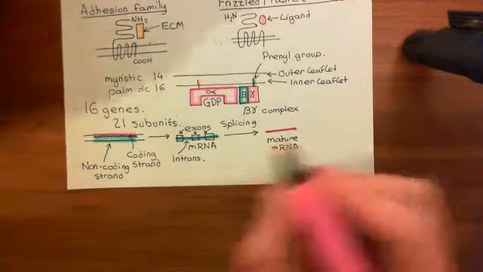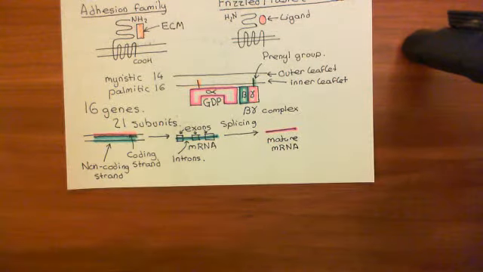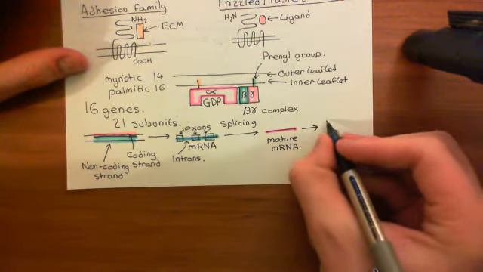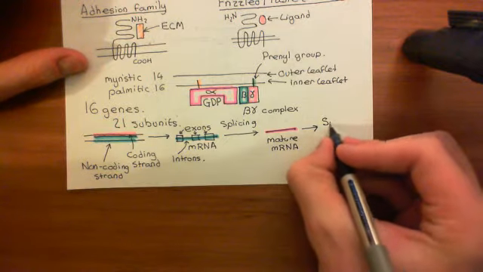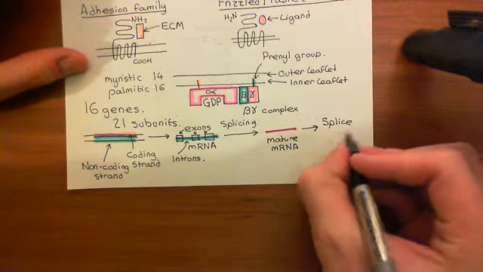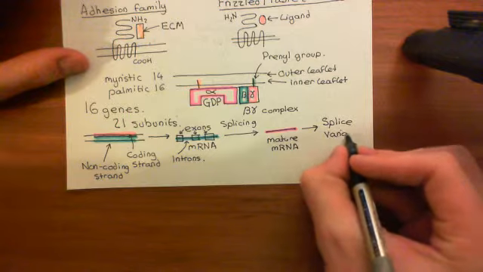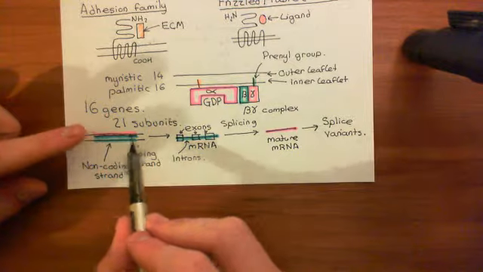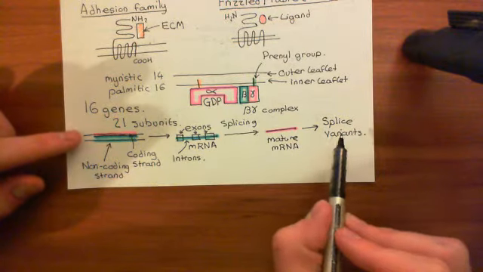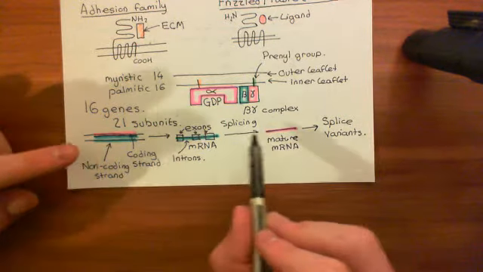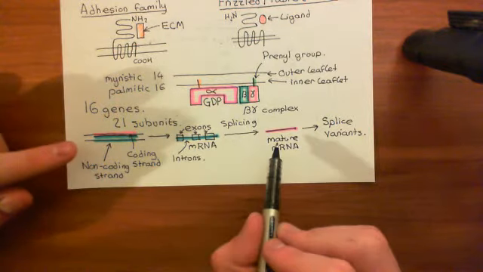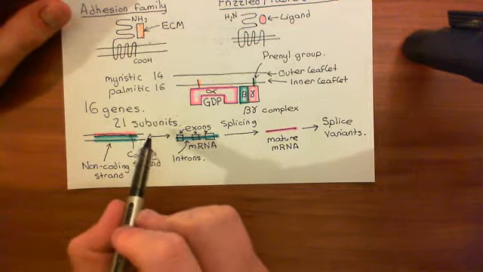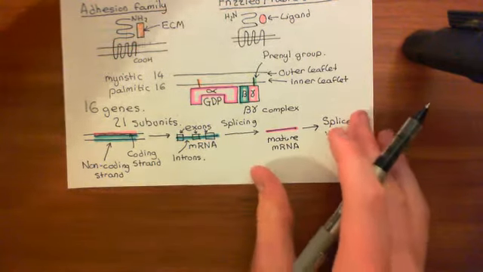And these different mature mRNAs will therefore code for differing proteins. Okay? And these different proteins that you end up with at the end are known as the different splice variants of the proteins. Okay, so you end up with different splice variants. Okay, right. So this is how one gene can actually make different proteins, basically, by these different ways in which you can splice the mRNA that you're producing. Okay, so that's how 16 genes can go to 21 subunits.